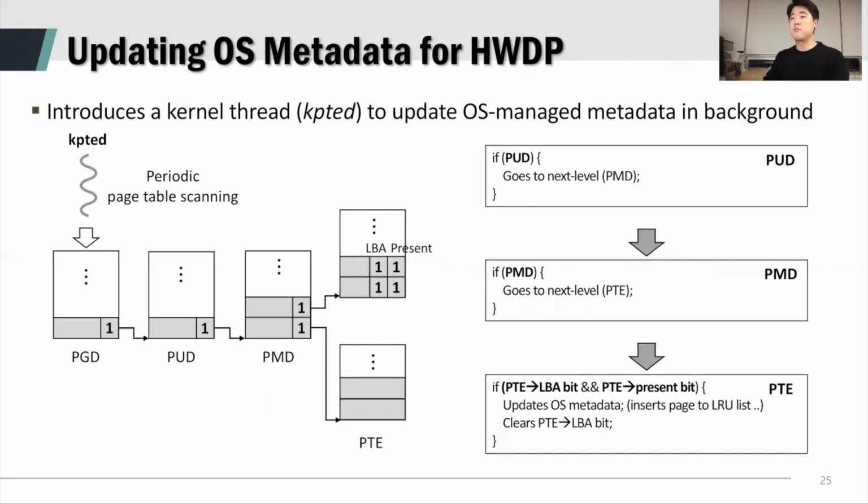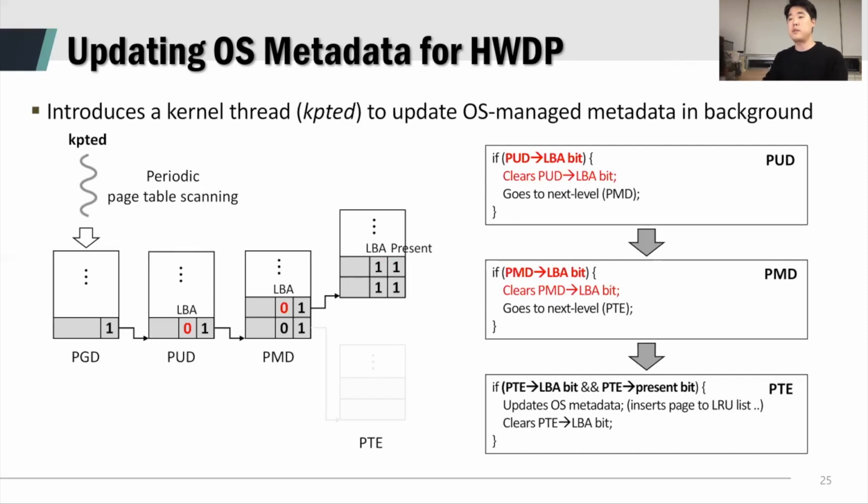However, the cost of periodic scanning is huge, so we need to reduce the page table scanning overhead. Our solution is using additional bits in upper level page tables. Hence, the upper level entries also have an LBA bit, and the bit is set when the leaf page table has a PTE whose page miss is handled in hardware. Therefore, whenever KPTED scans page tables, it can skip a bunch of PTs when the LBA bit of the upper level entry is clear. To preserve this semantic, KPTED checks the LBA bit of the upper level entry and clears the bit when it goes to the lower level.